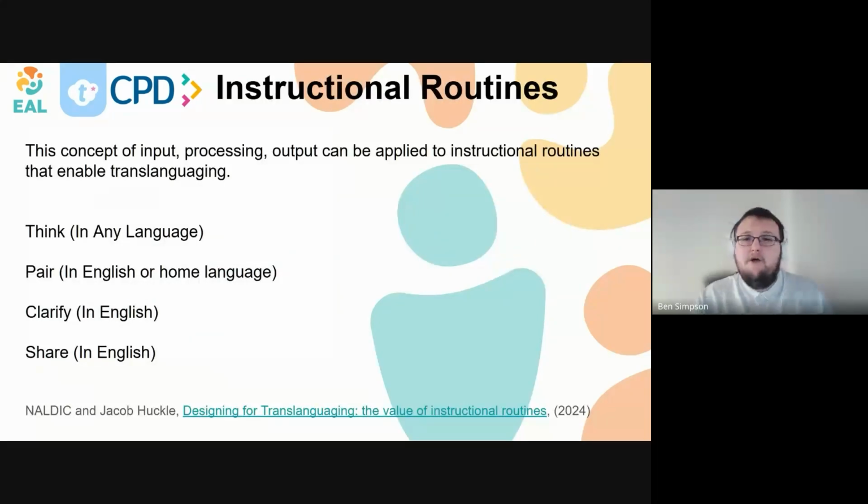Another concept to help enable translanguaging is thinking about your instructional routines. So the simple think, pair, share can really be adapted to enable it by adding any language in the think step, allowing for home language use in the pair section, obviously, if a language buddy is available. And then a final clarification step before sharing means all language resources are exploited. So it's a simple concept that we can think about, these instructional routines.